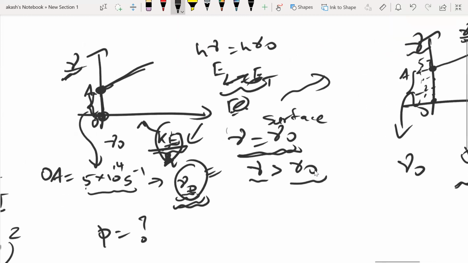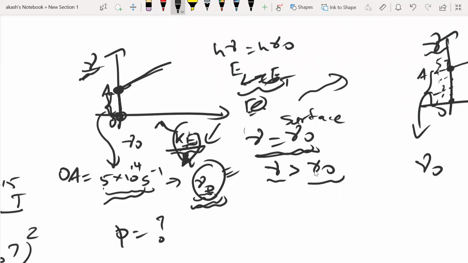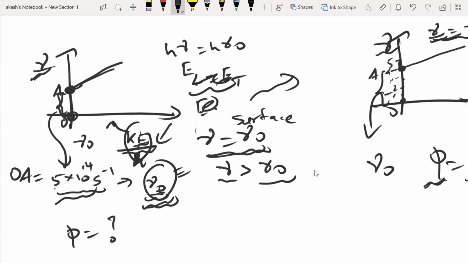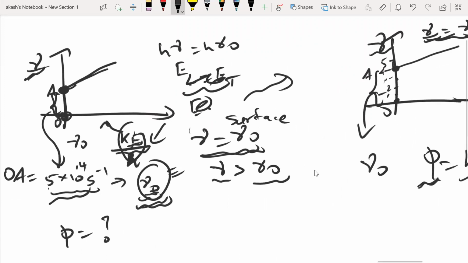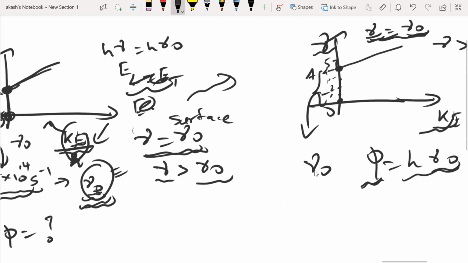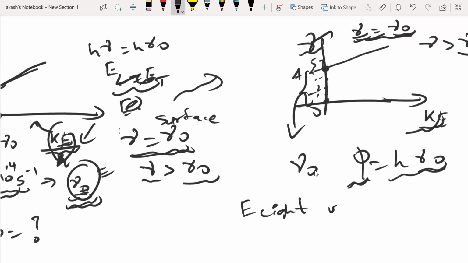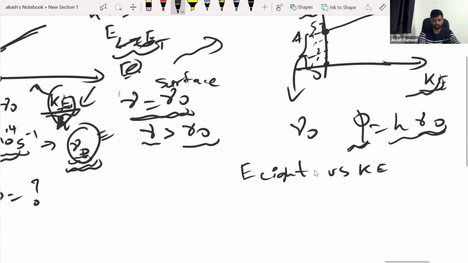Sir, instead of a frequency versus kinetic energy graph, if it was an energy of light versus kinetic energy graph, then OA will be the threshold energy. So what I'm telling is, energy of light versus kinetic energy, correct? Yes, sir. Okay, that kind also will do. Now, the same graph only you'll get.